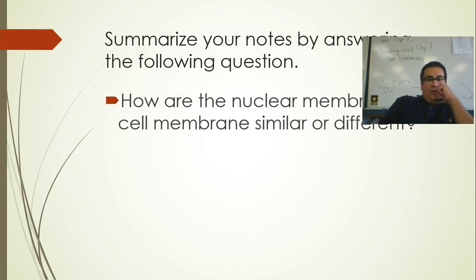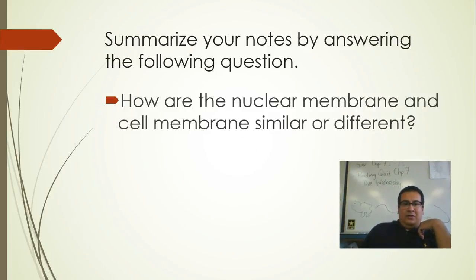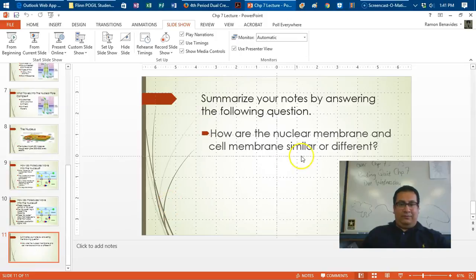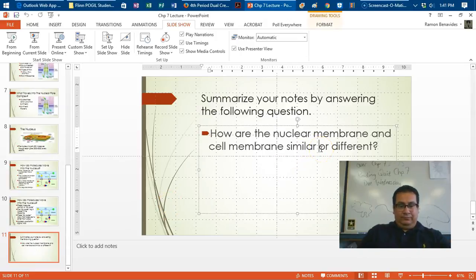So now, what I want you guys to do is summarize your notes for this lecture. And when you're summarizing your notes, I want you to answer this question: how are the nuclear membrane and cell membrane similar and or different?